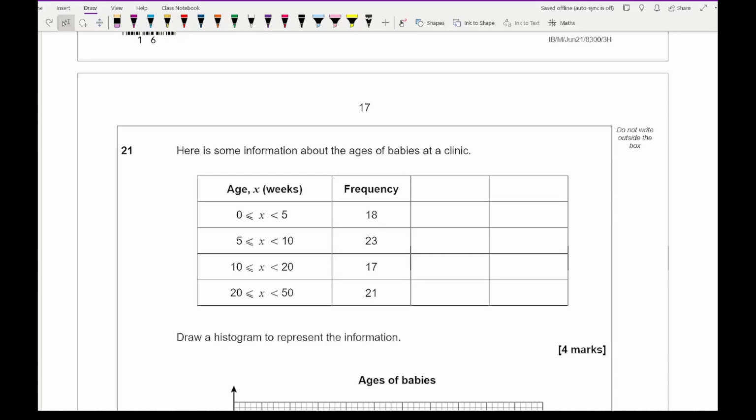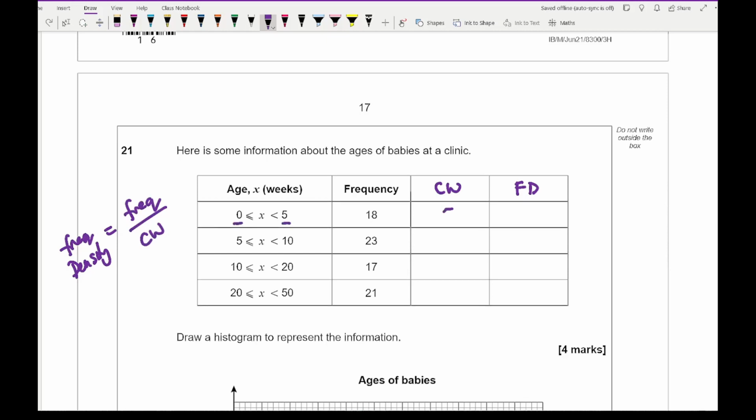And they've given us a table to help find the calculations to then translate that into our histogram. So the ultimate thing we need to do is to calculate the frequency density. Now we do that by using the formula that the frequency density is equal to the frequency divided by the class width. Now the class width is just the upper bound take away the lower bound.